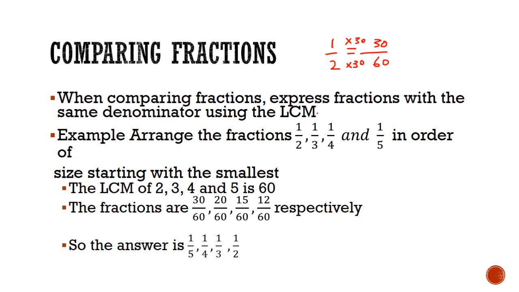Using the same method, 1 over 3 will be determined to be 20 over 60, 1 over 4 is 15 over 60, and 1 over 5 is 12 over 60. So now that we have them arranged over the same denominator, we can now compare numerators to see which fraction is larger. And we can see now that 12 over 60 is smaller than 15 over 60, which is smaller than 20 over 60, which is smaller than 30 over 60. So 1 over 5 is smaller than 1 over 4, smaller than 1 over 3, which is smaller than 1 over 2.